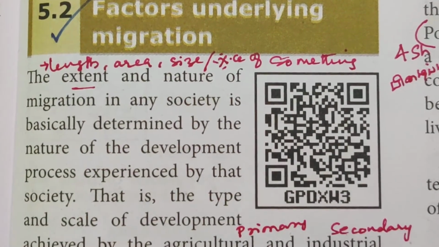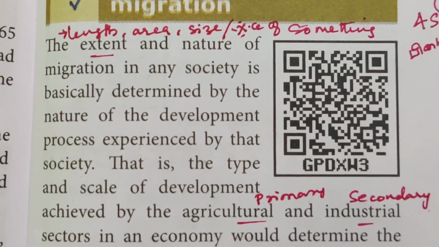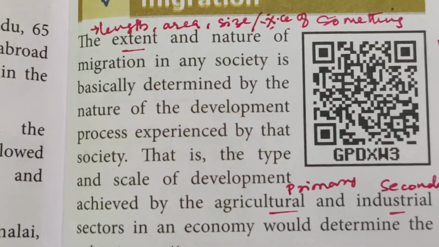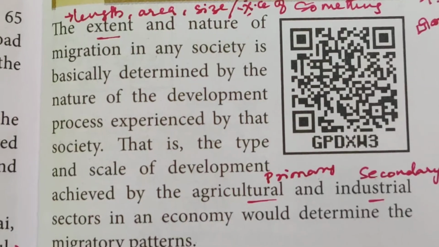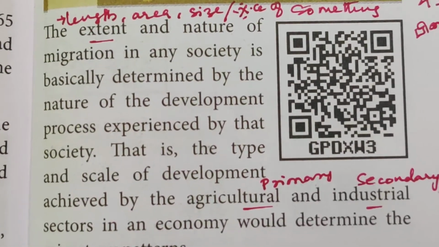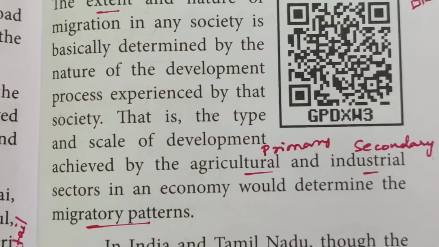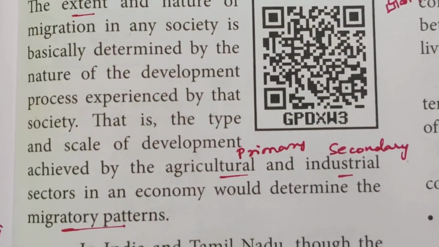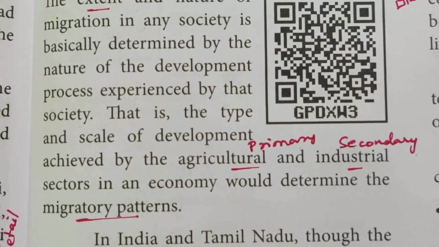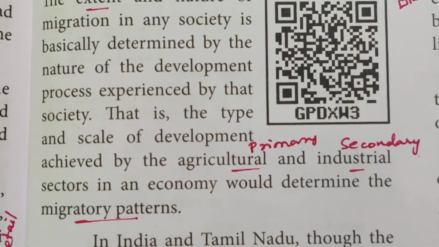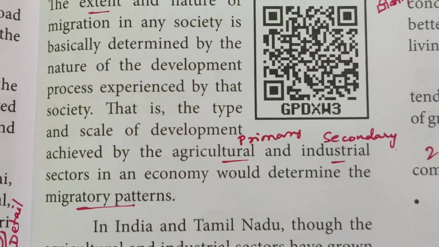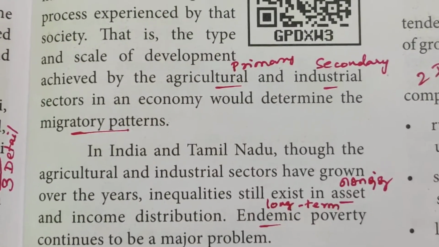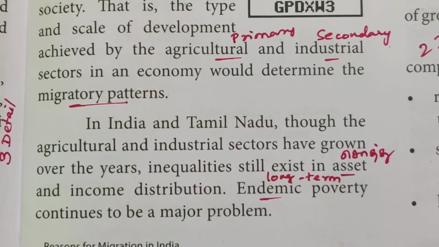The nature of migration in any society is basically determined by the nature of the development process experienced by that society. That is, the type and the scale of development achieved by the agricultural and industrial sectors. Agricultural sector is nothing but the primary sector. Industrial means the secondary sector. The economy would determine the migratory patterns. It depends upon the primary and secondary sectors.